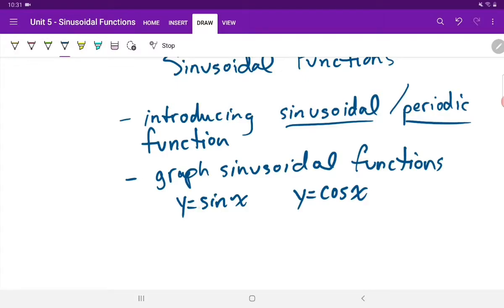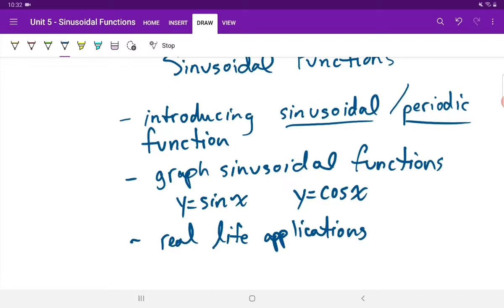So we're going to be eventually stretching, compressing, reflecting. There's going to be phase shift left and right, vertical shift up and down. We'll be able to handle any sort of sinusoidal function equation and be able to graph it. Okay, we're going to look at real life applications, and there's a lot of them that follow sinusoidal curves. Okay, so there's a lot of situations in real life where you can apply a sinusoidal model in order to make predictions, whether it is predictions within your data or predictions outside of your data.